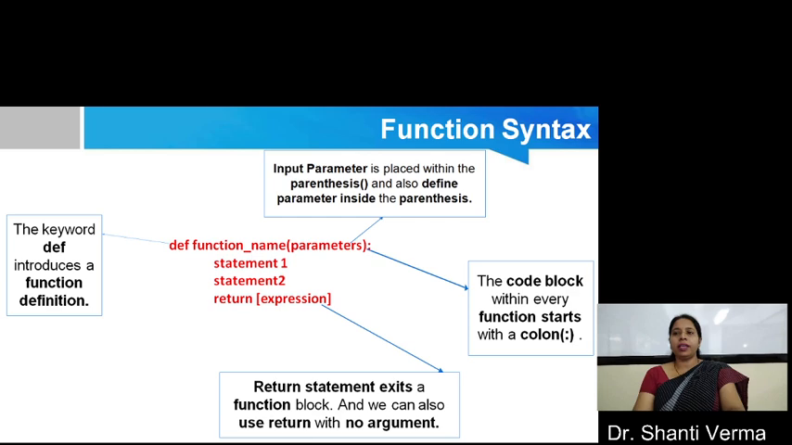Now let's discuss the syntax of defining a function. Here you can see that for defining a function, the first keyword is def. Then you have to write the function name, and in the parentheses you can pass the parameters. You then put a colon sign, write your statements within the function, and then the return statement. Basically, the input parameter is placed within the parentheses. A return statement exists in a function block, and we can also use a return with no argument.